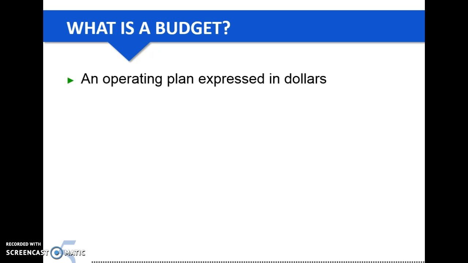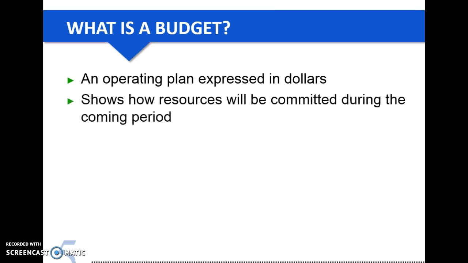In the context of a company or a business organization, a plan is basically an operating plan. That means a plan is prepared for the operating activities of a company, meaning the business activities concerned with manufacturing, selling, etc. It shows how resources will be committed during the coming period.